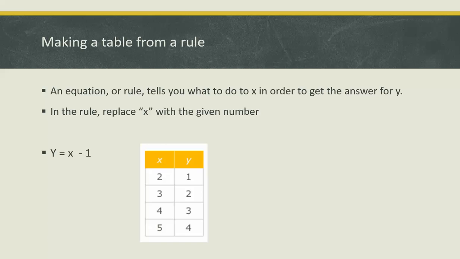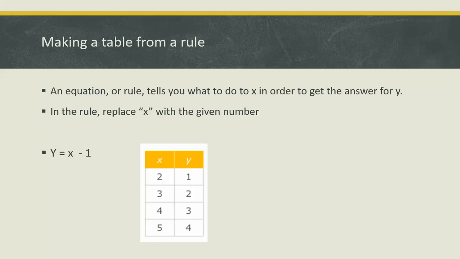In math, you are often given a rule or an equation, and from that asked to make a table or a graph. So an equation or a rule tells us what we need to do to x in order to get the answer for what y is. So in the rule, we're going to take x out and replace it with different numbers.